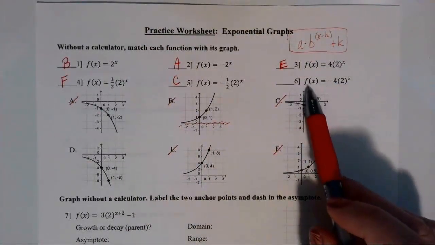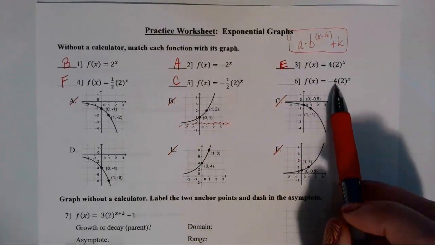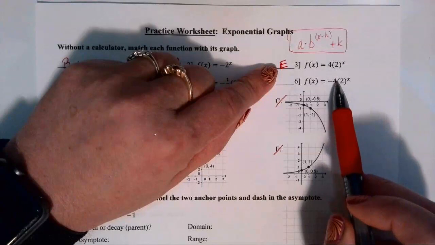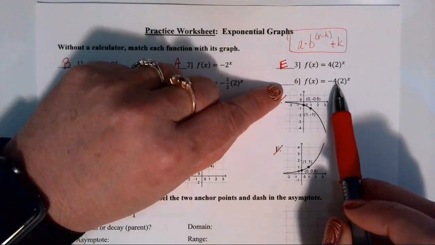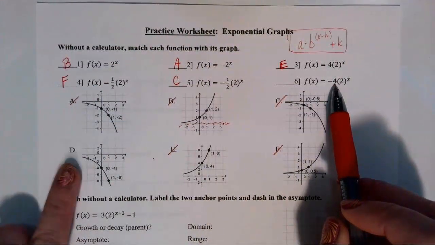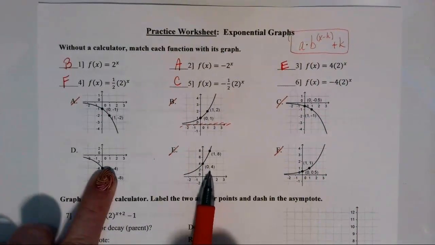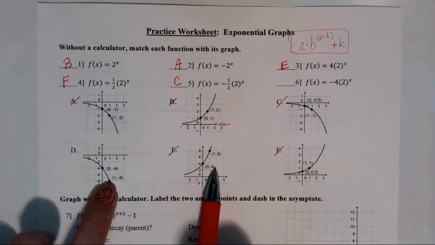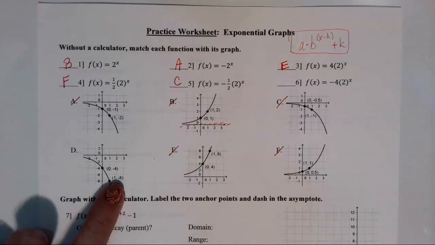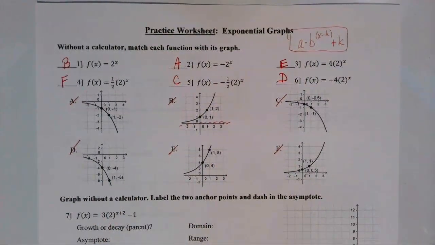Okay, then in number 6, we've got to find the one where, just like graph E here, it's a vertical stretch of 4 compared to our parent graph, only it's a reflection in the x-axis. So when we look at graph D and compare that to graph E, we can see how these anchor points have the same x and y values, only the y's are negatives. They're the opposites of each other. So D is going to be our graph for number 6.